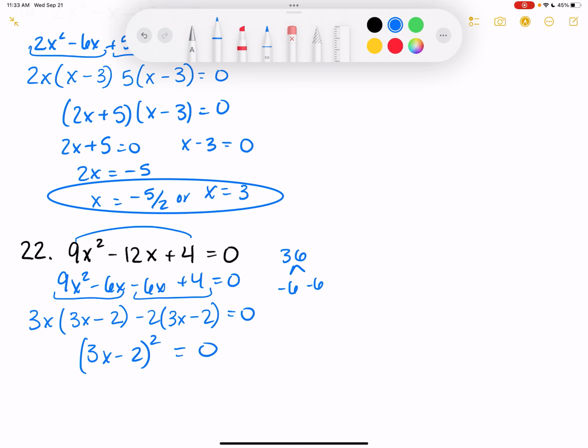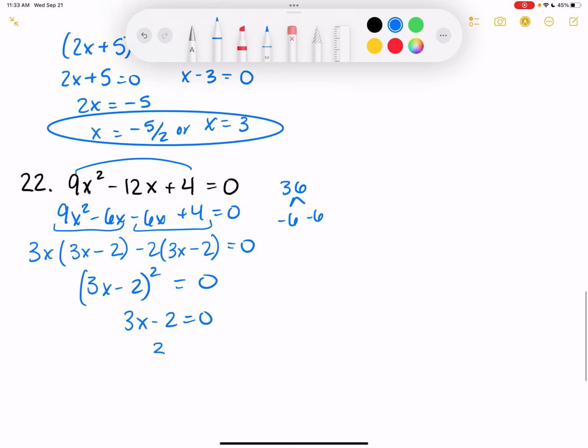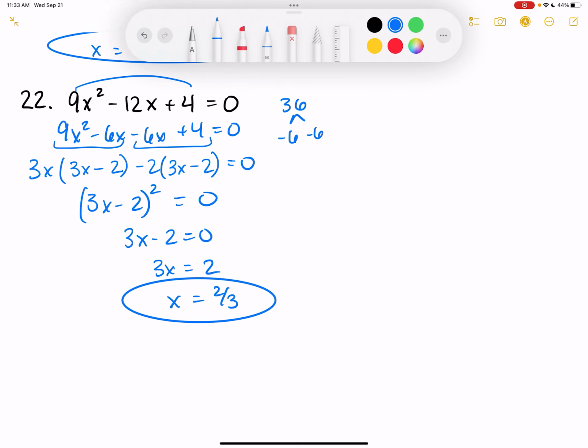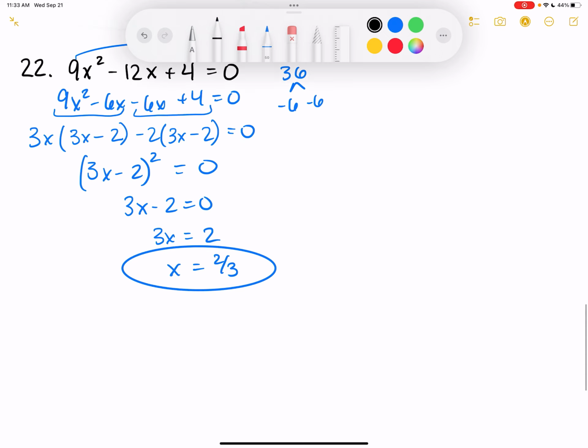Take the square root of both sides. So 3x minus 2 equals 0. 3x equals 2. X equals 2 over 3. All right. Next one. Solve each equation using the square root property. So basically, once we got to right here, we used the square root property to solve it. So that's more or less what we're about to do.